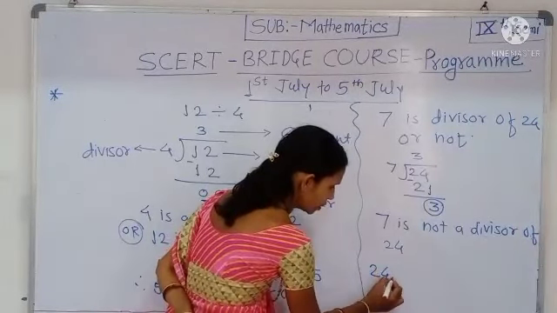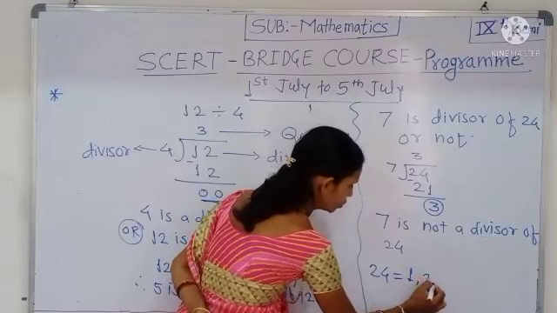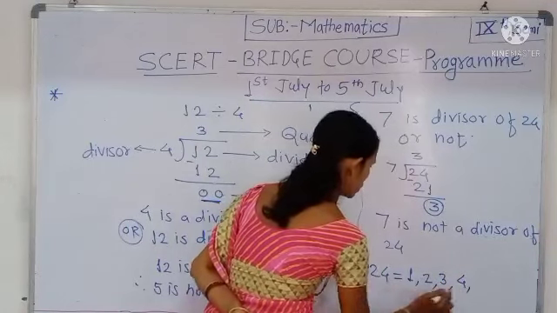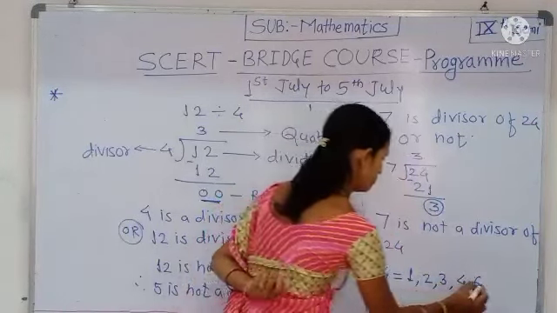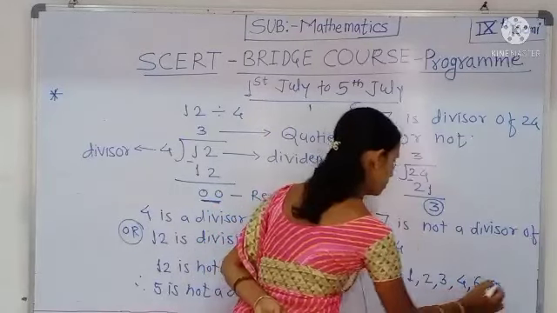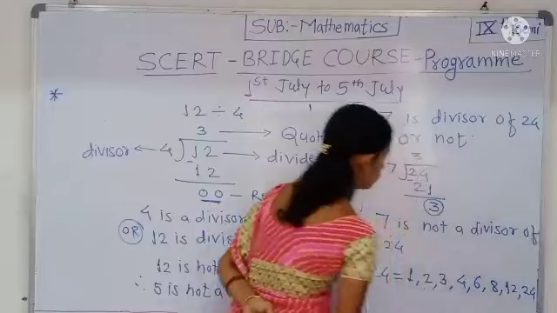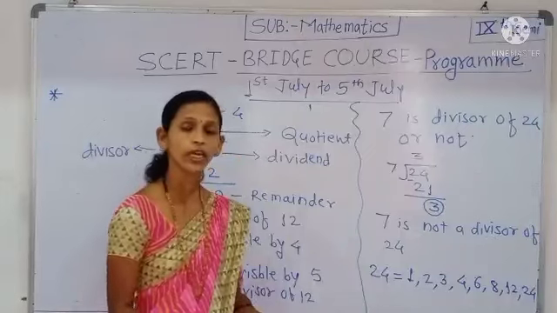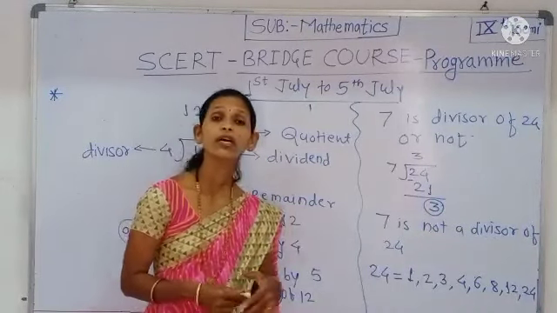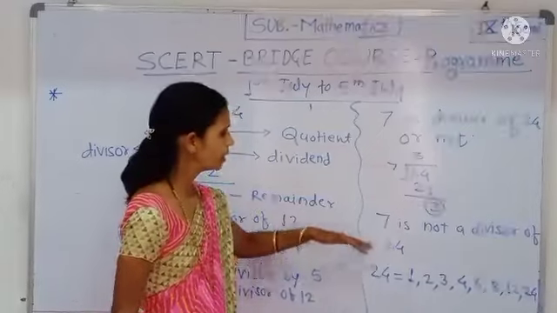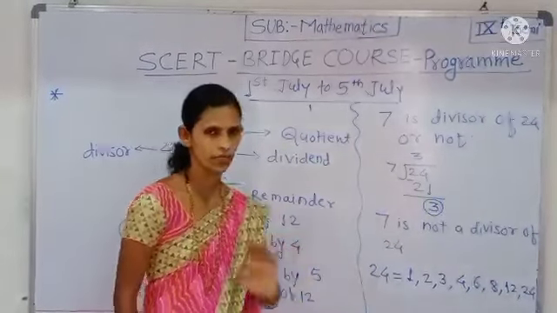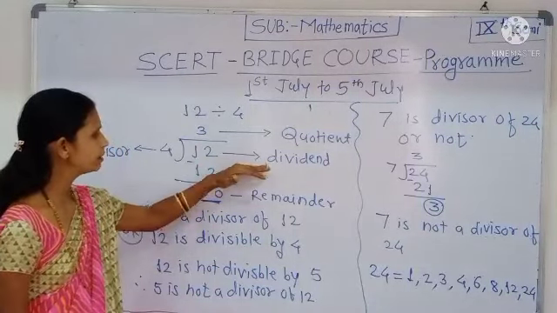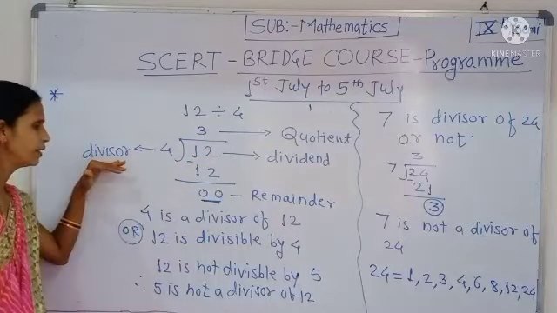Then see here, 24 is divisible by 1, 2, 3, 4, 6, 8, 12 and 24. These are the divisors of 24. We can write the divisors of given numbers by using the division method, and as well as we can identify the dividend, quotient, remainder and divisor.